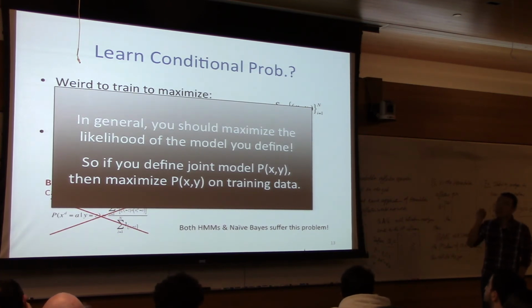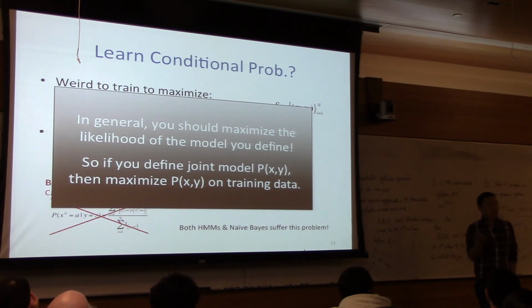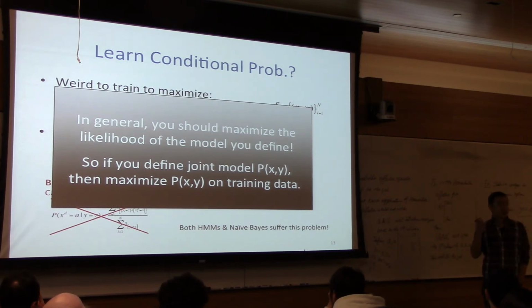If you define a conditional model, like P of y given x as your model, and you don't care about the joint distribution, then you should maximize the likelihood of P of y given x on your training set. And that's what we'll be focused on for most of this week.